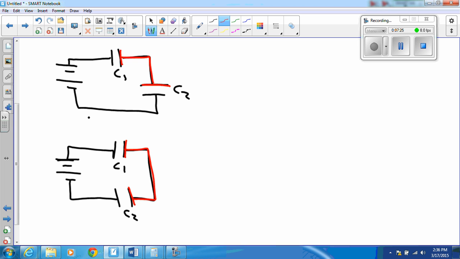So if you look at this, please do not say, oh look, they're in parallel, because I see parallel lines or something. You have to look at the connections, how they're connected, not how they're oriented. Is everybody clear on that?